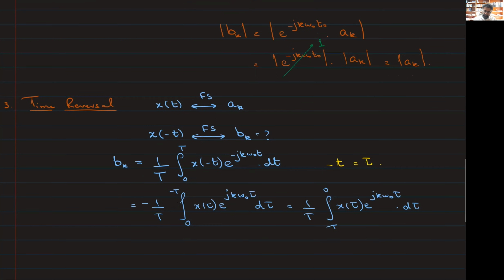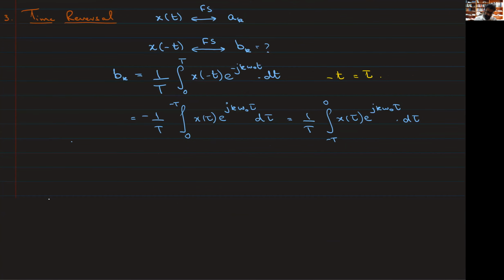And this therefore is equal to 1 upon T, the integral from minus T to 0, which is still an integral over one period, of x of tau e raised to the power j k omega naught tau d tau. How is this related to ak, or a sub k? What's the relationship?